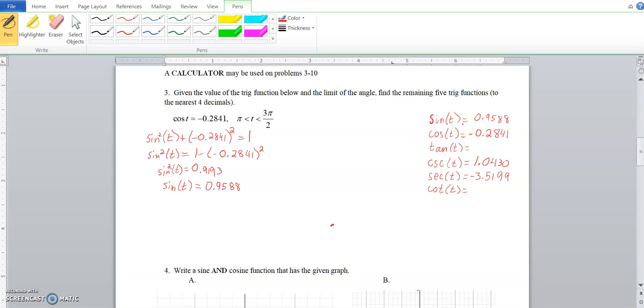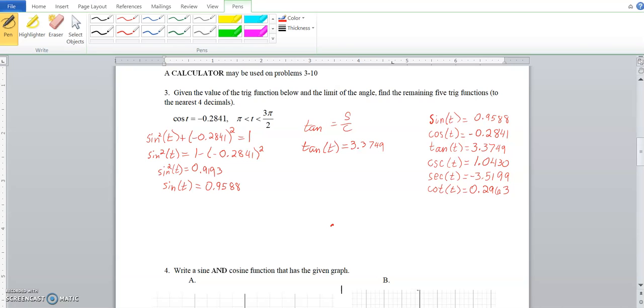So now we have sine and cosine. We have their reciprocals, cosecant and secant. Our last step is we know that tan is sine over cosine, right? So we can just say tangent of t is just our sine that we just found, 0.9588, divided by cosine, which was already given to us. If we run that number, we find tangent is 3.3749. All right, double check that. Yes, perfect. So our cotangent, we just take 1 divided by that answer, and we find cotangent is 0.2963.